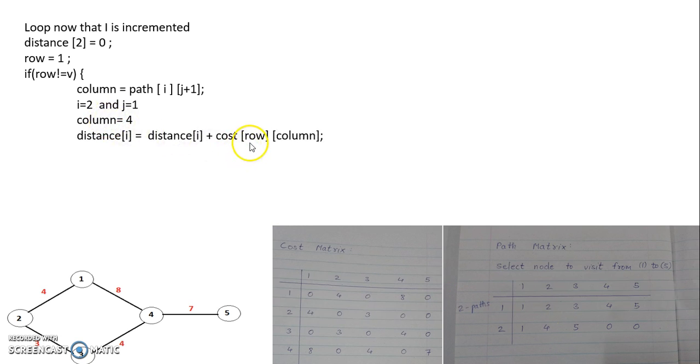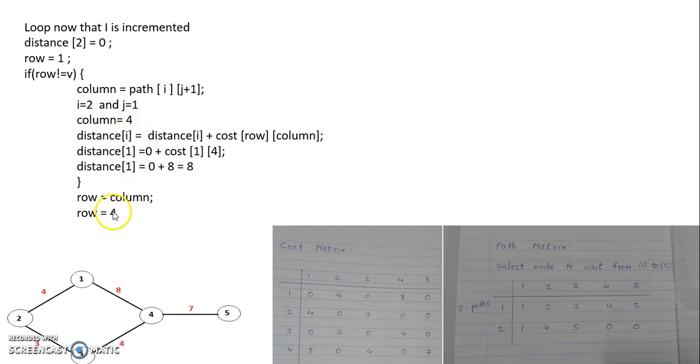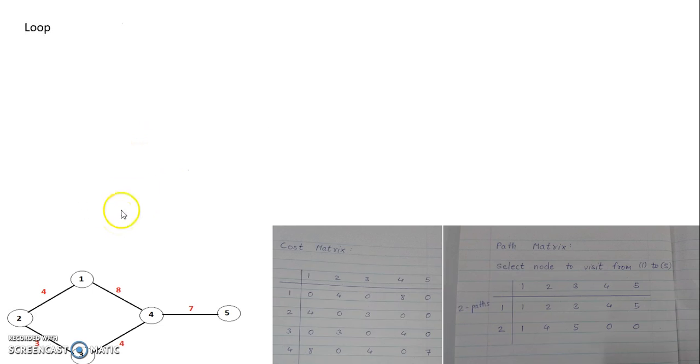The same way, value of row is 1, value of column is 4. So distance is 0 plus cost of 1 and 4. Cost of 1 and 4 is 8. So 0 plus 8 is equal to 8. The value of column is assigned to row, which is 4. Again, after the first iteration, distance equal to 8, row equal to 4.